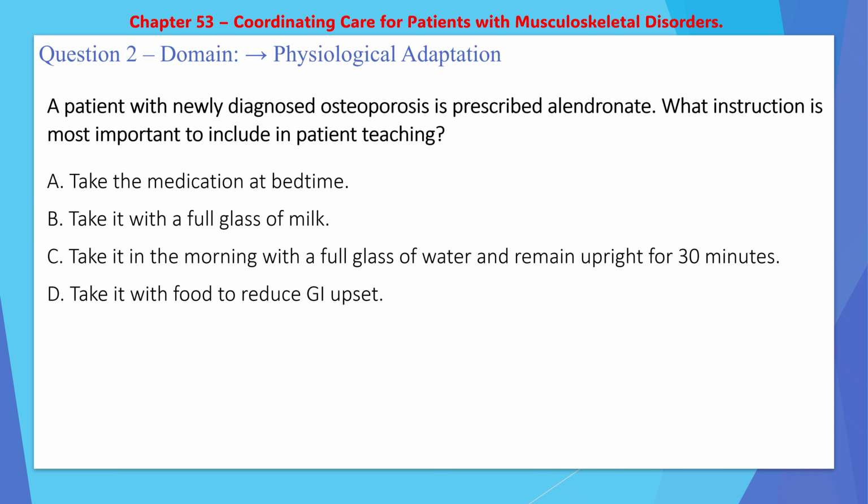Question 2, NCLEX domain: physiological adaptation. A patient with newly diagnosed osteoporosis is prescribed alendronate. What instruction is most important to include in patient teaching? A, take the medication at bedtime. B, take it with a full glass of milk. C, take it in the morning with a full glass of water and remain upright for 30 minutes. D, take it with food to reduce GI upset.